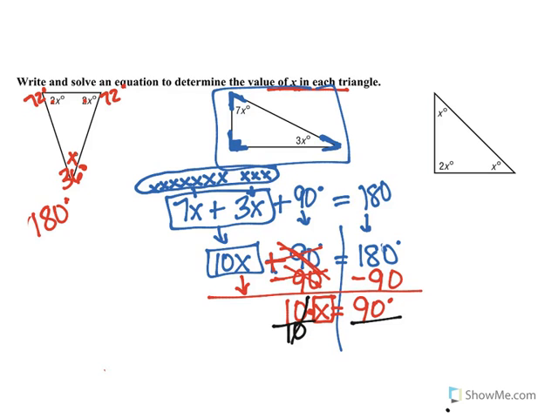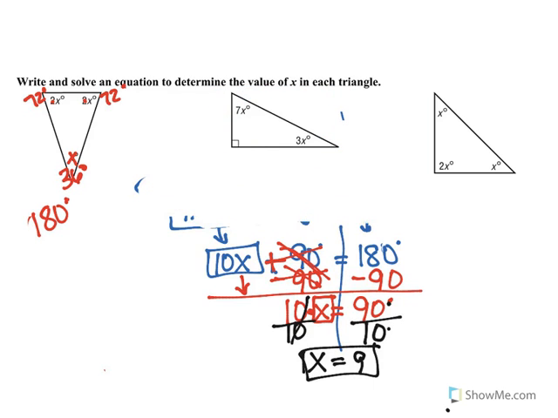So what I'm going to do is divide by 10. What you do to one side, you must do to the other. So 90 divided by 10 equals 9. Again, guys, be very, very careful here because x equals 9. 1x equals 9. Let's go back to our picture.